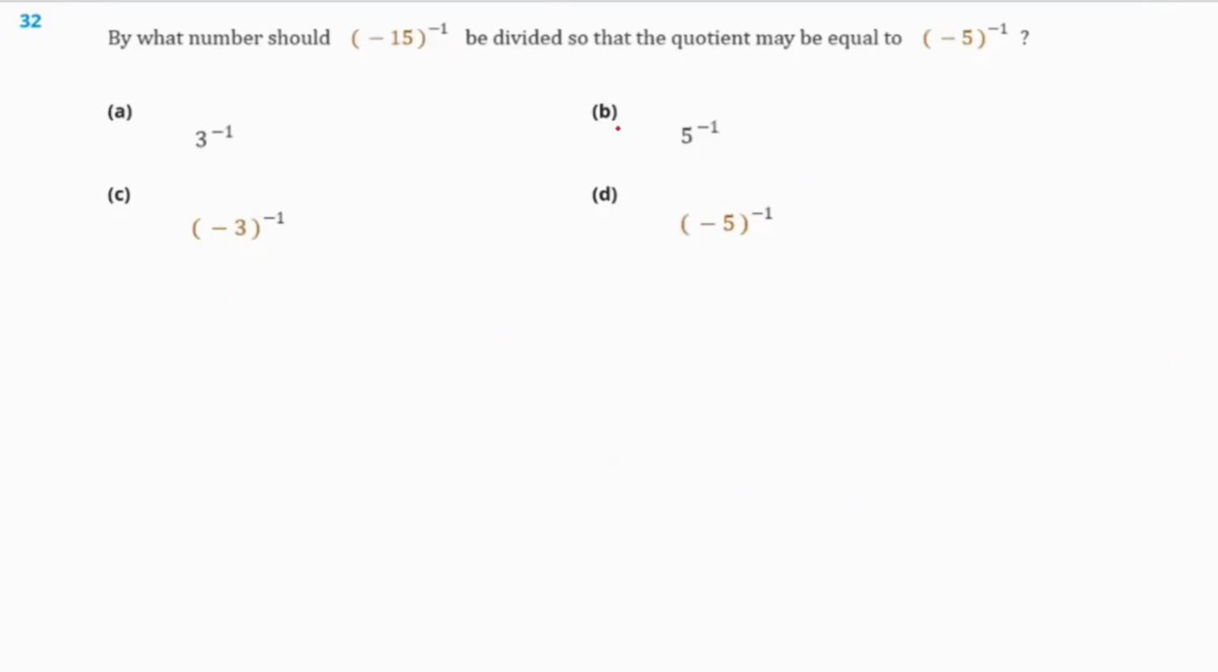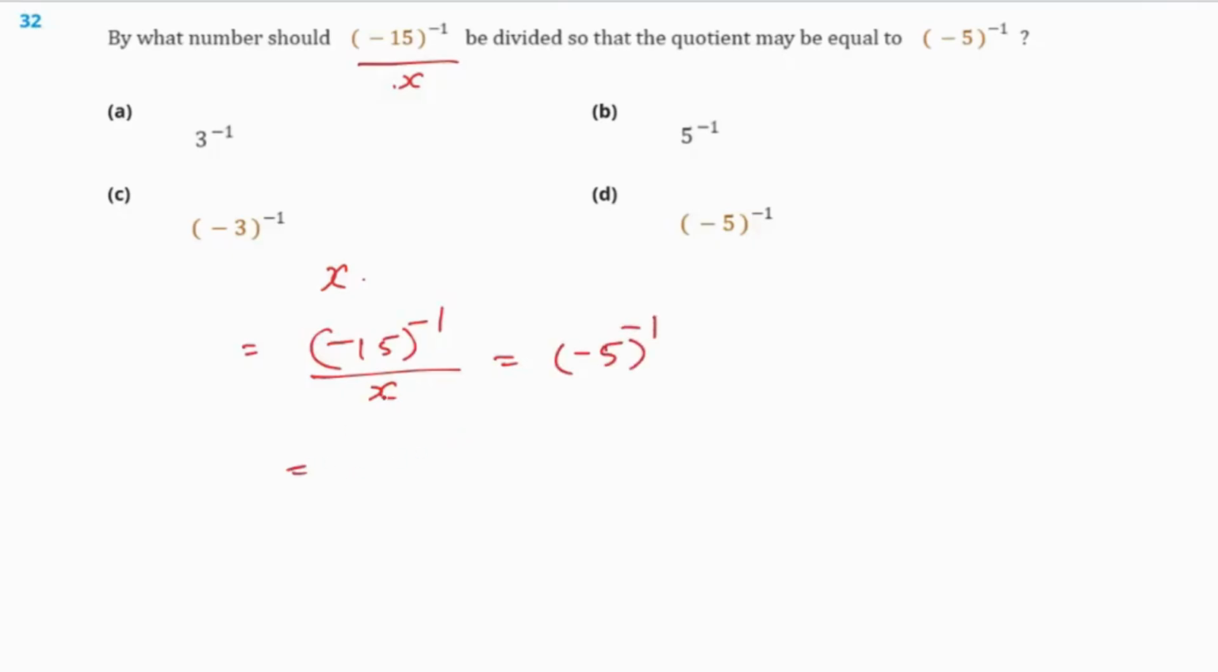So next question: by what number should (-1/5) raised to -1 be divided so that the quotient may be equal to (-1/5) raised to 1? Any number it is being divided by, suppose we take the number as x. We don't know that. So (-1/5) raised to -1 divided by x gives the quotient (-1/5) raised to 1.